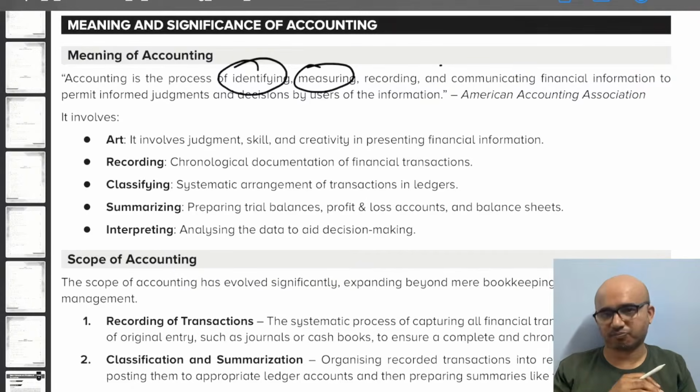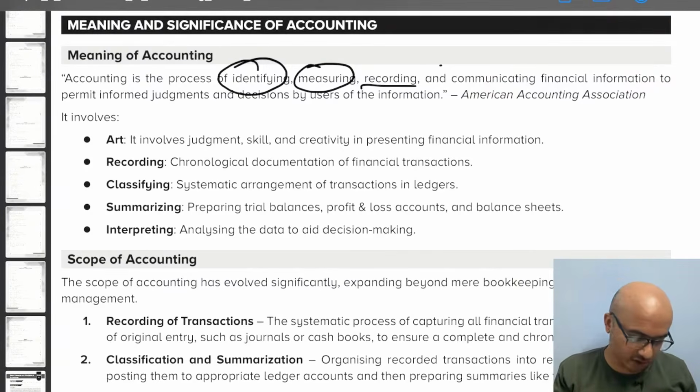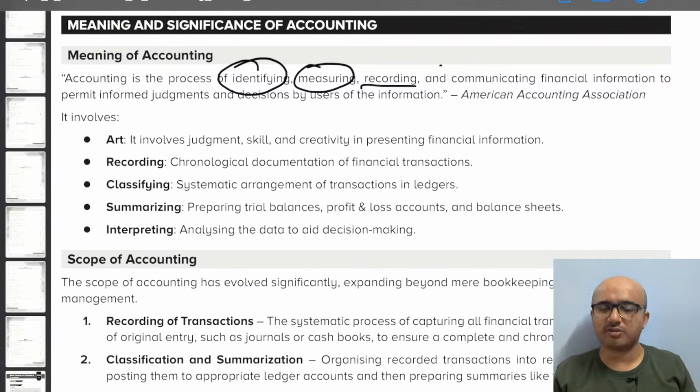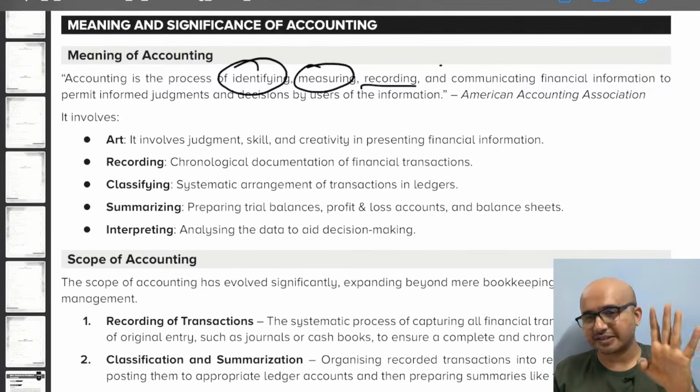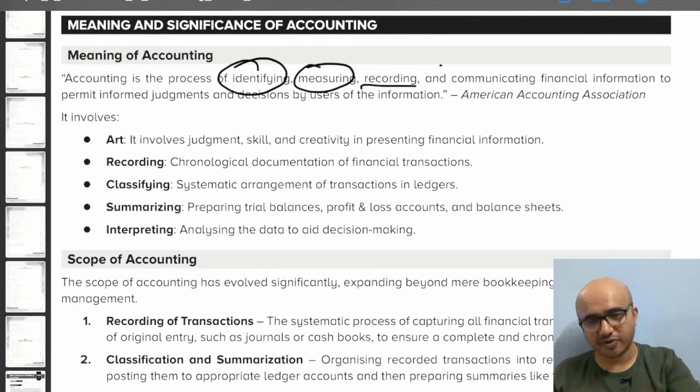Once we are sure of these two, that is after identification whether it belongs to the business or not, and after ascertaining that it can be measured in terms of money or money's worth, then only we'll proceed towards recording. Recording here includes everything, that is recording in the form of journal entry, then posting to the respective ledgers, then transferring it to trial balance, and then from there preparing P&L and balance sheet, and communicating financial information to permit informed judgments and decisions by users of the information.